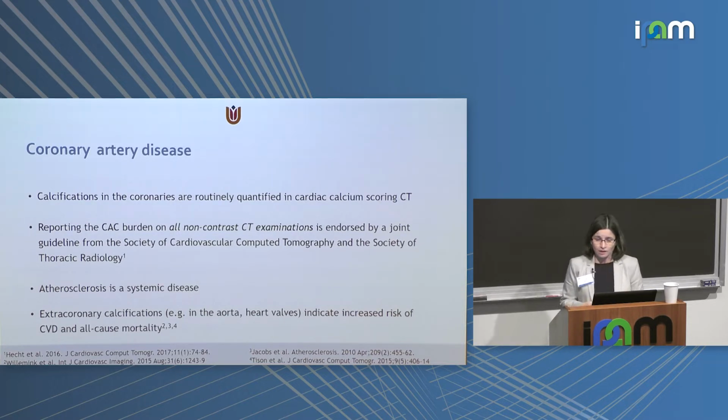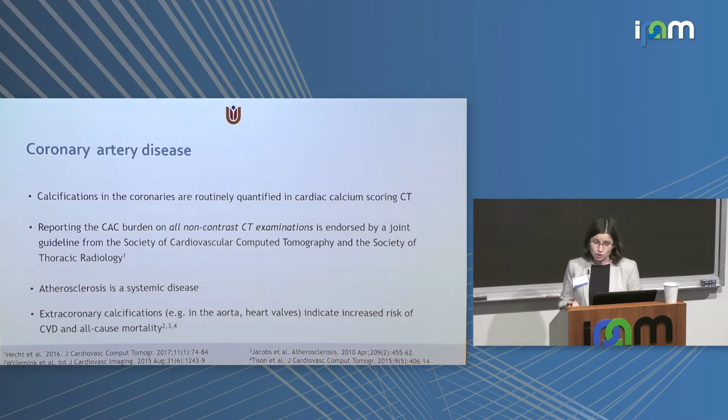quantify them. Besides coronary calcifications, we know that atherosclerosis is a systemic disease, which means that if there is plaque in the arteries of the heart, it is very likely that there is plaque in other arteries, like in the aorta, in the aortic valves, mitral valves, also in carotids, intracranial arteries.